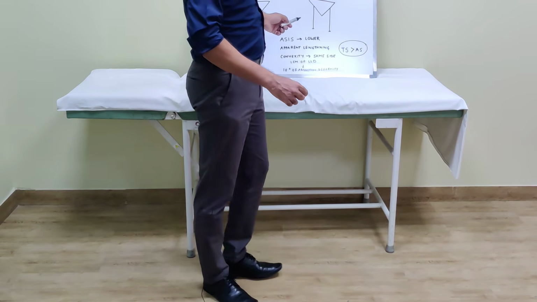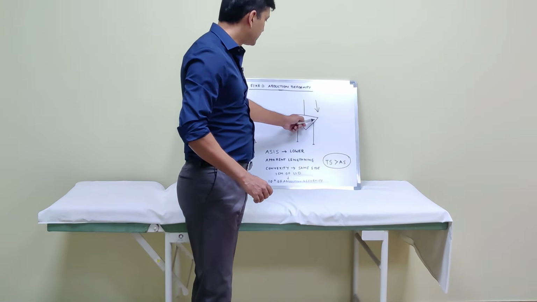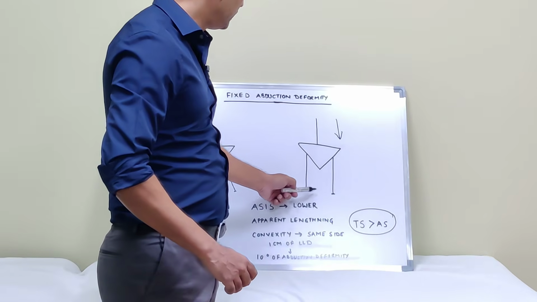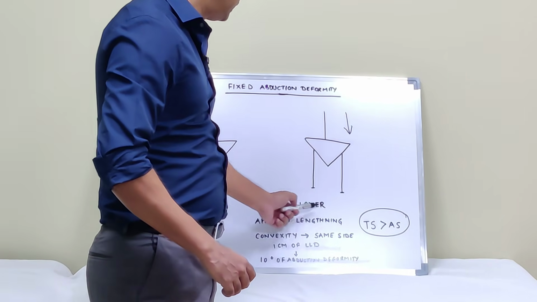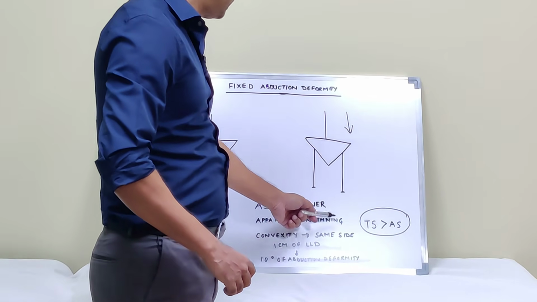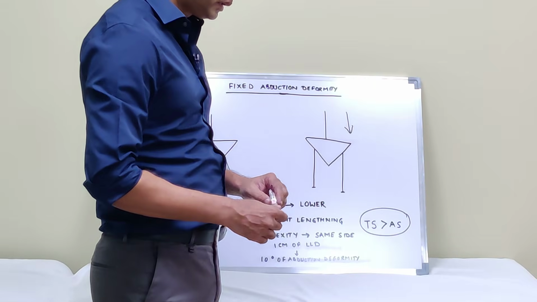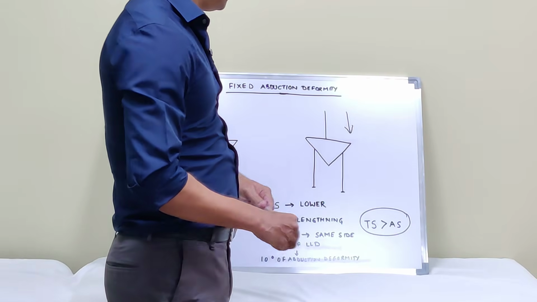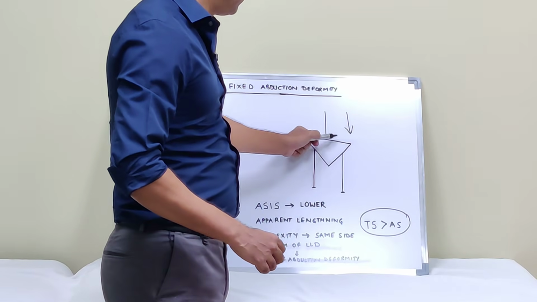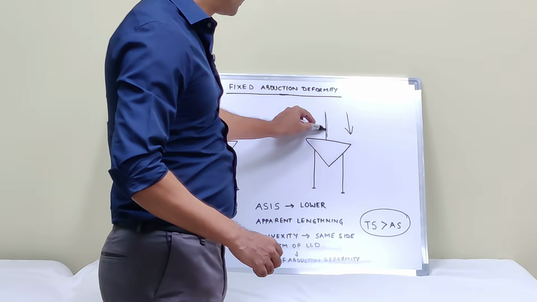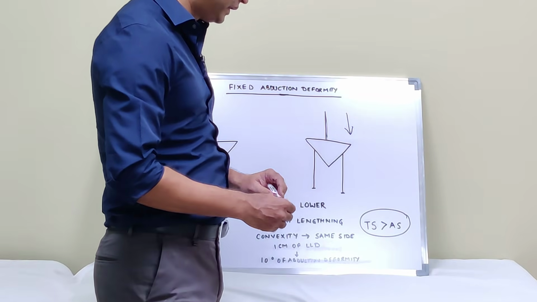So if you look at the diagram, I am getting the ASIS down, so what it will effectively do is there will be apparent lengthening on the affected side. Now of course if you have tilted the pelvis, it will have effect on your spine as well. So you will have a compensatory scoliosis.